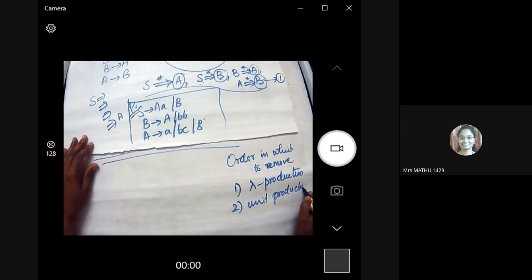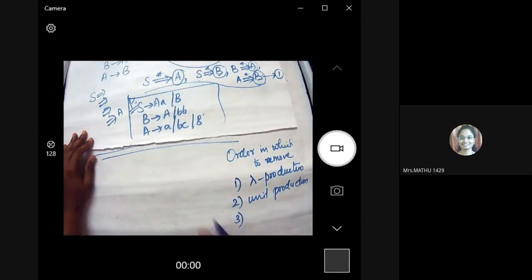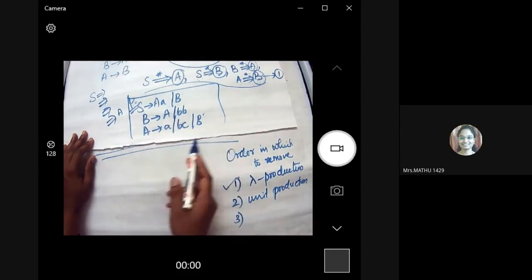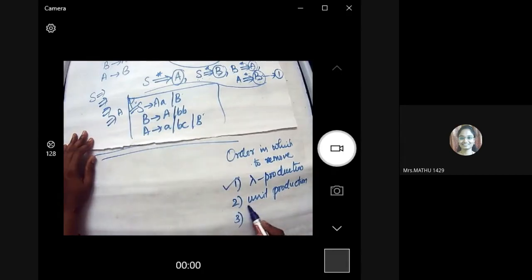When a problem is given, all these combinations may be there. There may be lambda production, unit production, and useless variables. To simplify the context-free grammar, first you need to remove the lambda production. After removing it, you will get some set of productions. From that, you remove the unit production. Then again you will get a set of productions. From that, you remove the useless productions or useless variables. In that, you will be using the substitution rule. So mainly you have to remove lambda, unit, and useless productions.